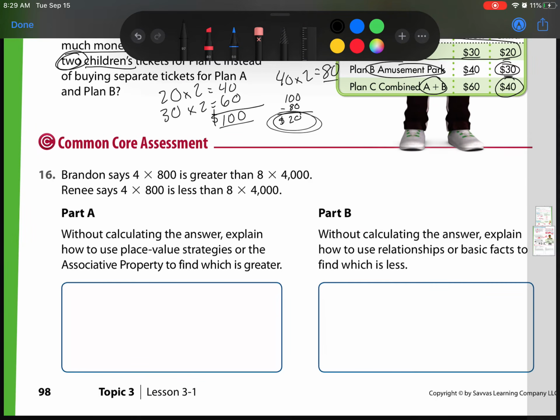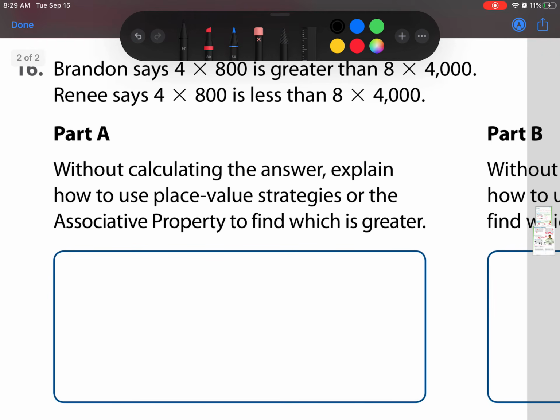All right, now number 16, one of my favorite problems in the whole entire Envision book for Volume 1 and Volume 2 because look, it's my name. So Brandon says 4 times 800 is greater than 8 times 4,000. Renee says 4 times 800 is less than 8 times 4,000. So let's see who's correct. Mr. Wimbley, Brandon, or if this Renee girl is.